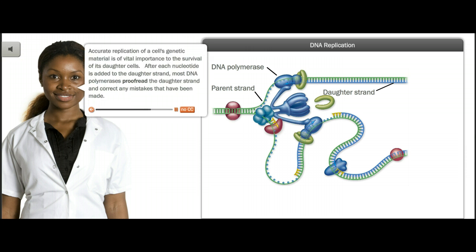Accurate replication of a cell's genetic material is of vital importance to the survival of its daughter cells. After each nucleotide is added to the daughter strand, most DNA polymerases proofread the daughter strand and correct any mistakes that have been made.